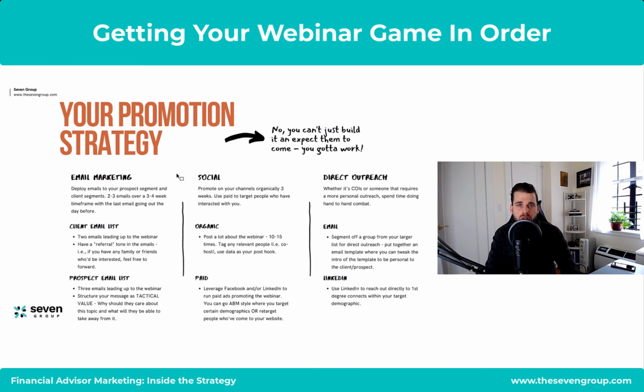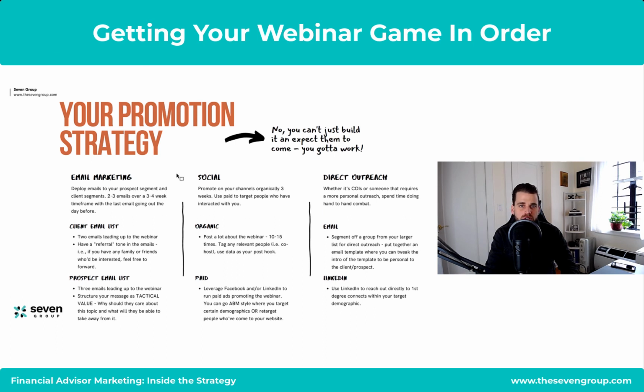So you're going to promote 2 emails to clients, 3 emails to prospects over the course of a few weeks. Social-wise, you want to start to promote the webinar on social pretty aggressively, organically. Like you can be pretty free with how much you promote it or post it. Organic tweets, organic posts have a very short lifespan. So from that standpoint, you could post a lot about the webinar.